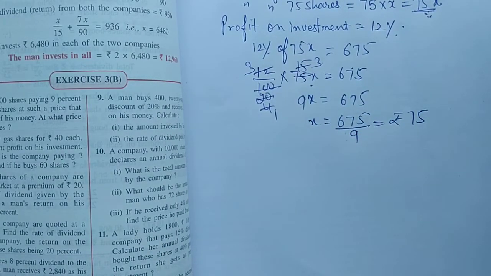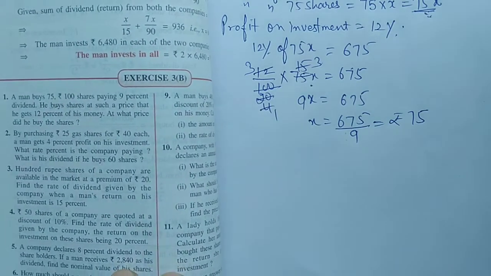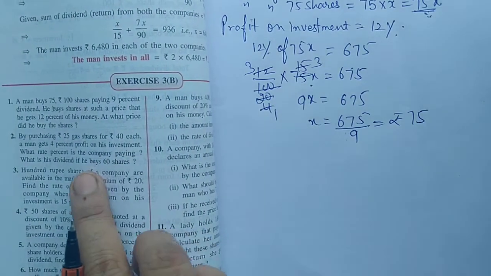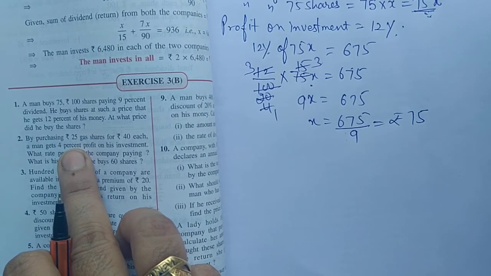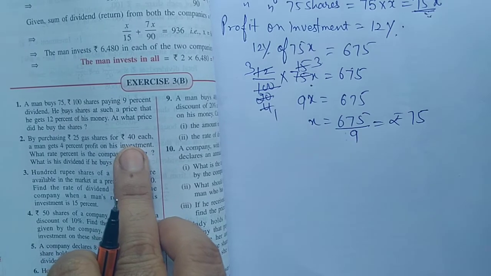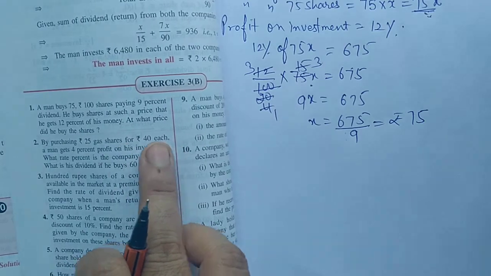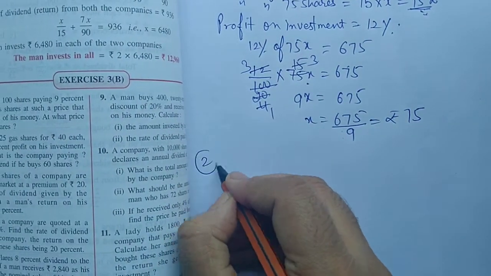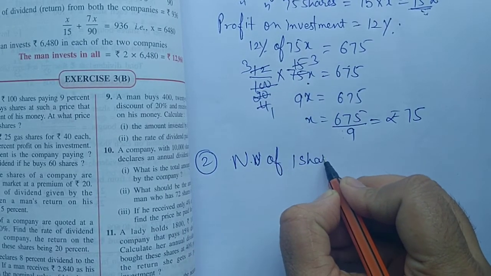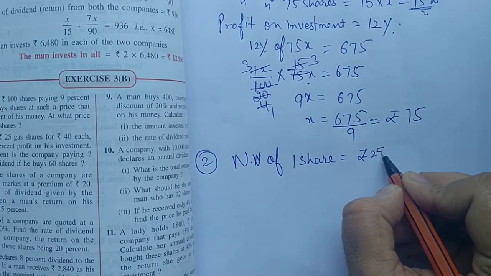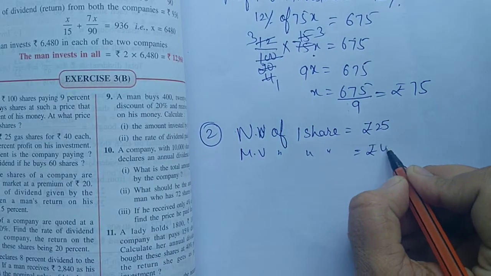Now next question. By purchasing rupees 25 gas shares for rupees 40 each, means the nominal value of one share is 25 and the market value is 40. So we will write: nominal value of one share is equal to rupees 25, then market value of one share is equal to rupees 40.